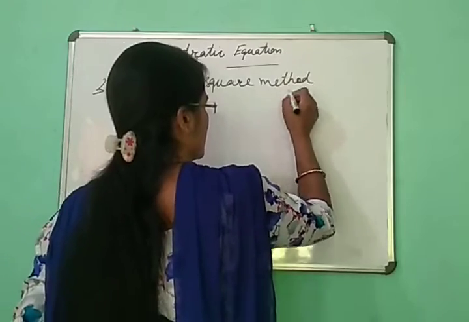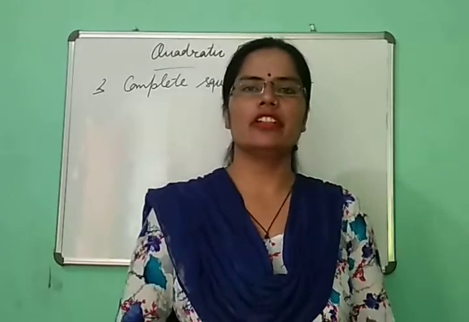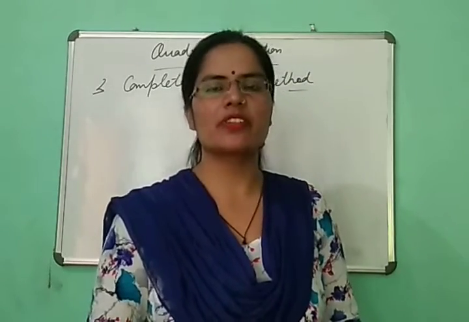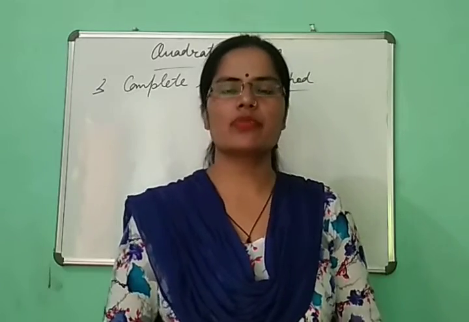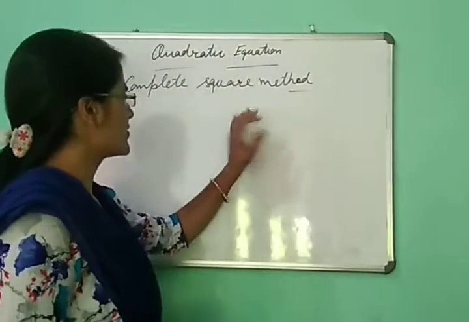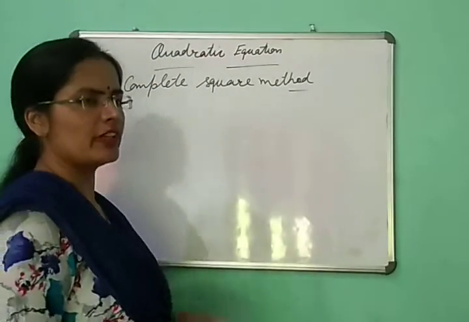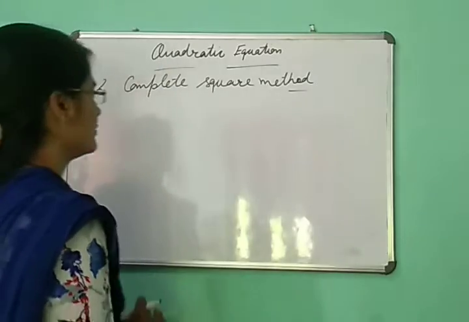Complete square method. We have already discussed that we can solve any quadratic equation by three methods. First one is the factorization method, which we have already done. Second is the complete square method, and third one is the quadratic formula. Now this method is our second one. We can apply any method to solve a quadratic equation. This is upon our choice.